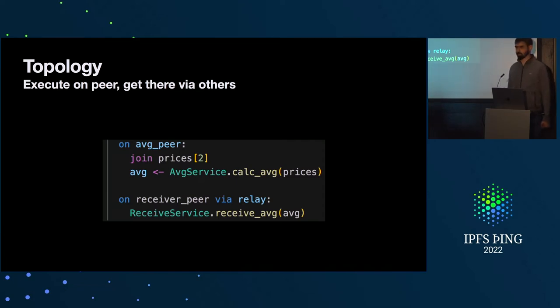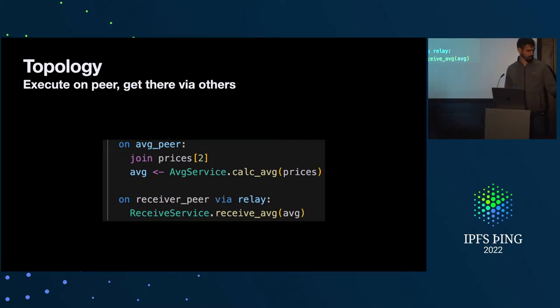So what would happen with this block? Before the block, execution will be stopped. The package will be serialized and sent on the wire to this peer. It will get it, deserialize, run Aqua VM, run these functions, and then when the block ends, probably something else should happen. In this case, we have another on block. So the topology will be inserted here automatically.